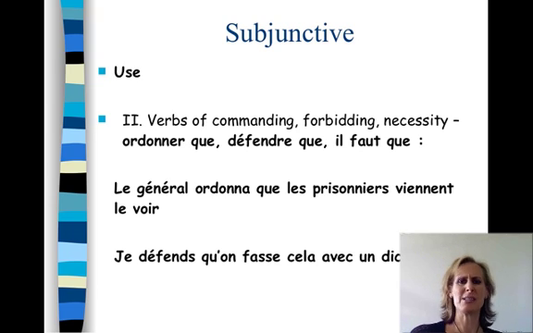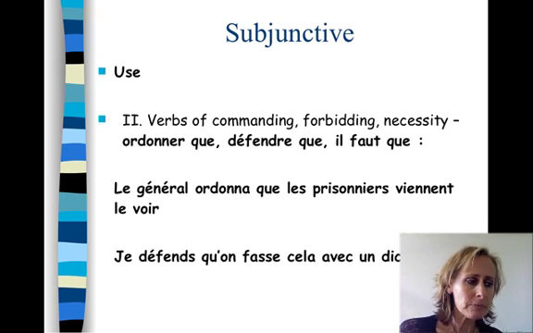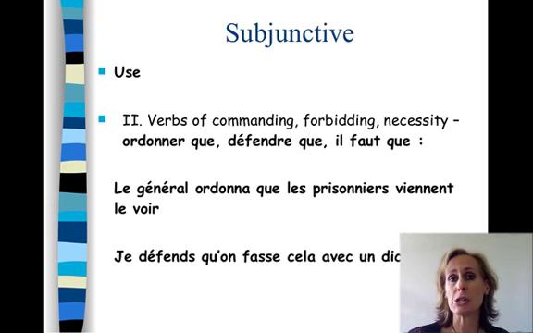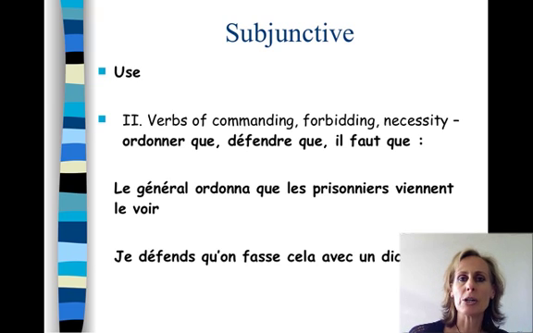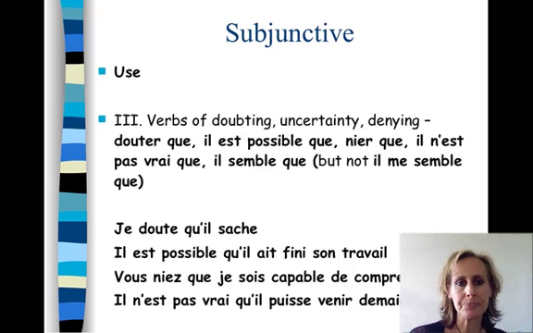Now I know you might say, well, that's the normal present tense. It looks like it. In fact, for regular verbs, even though venir is not necessarily regular, for some verbs, the third person plural, ils and elles, looks just the same as the present tense, but in fact, that is a subjunctive. Je défends qu'on fasse cela avec un dictionnaire. I forbid you doing it with a dictionary. So there we have the forbidding. We're going to use the subjunctive.